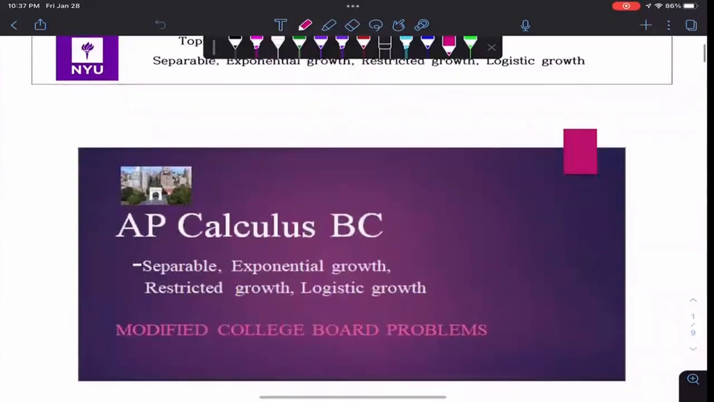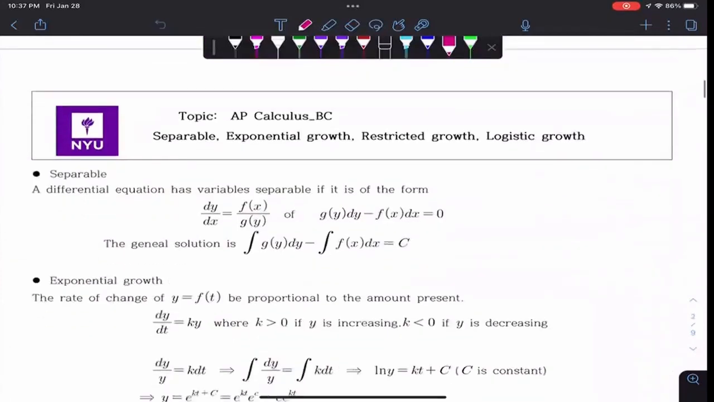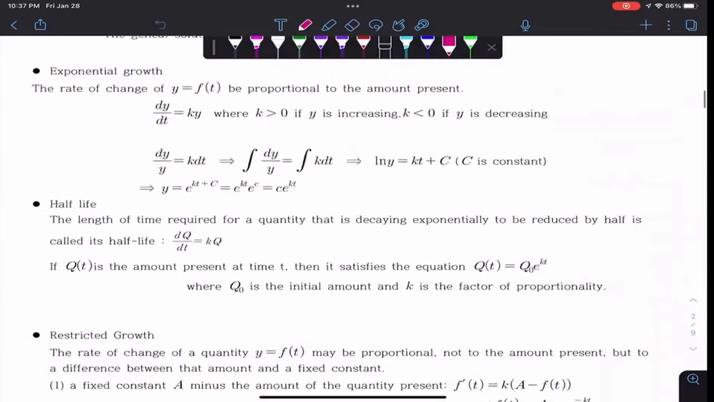Look at the problem, exponential growth. Before starting the problems, let's go over this concept.